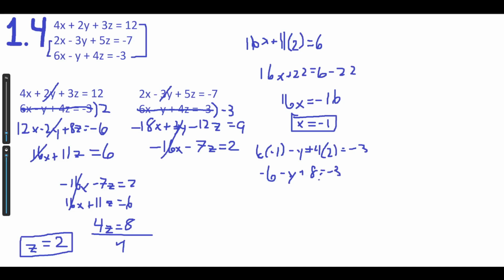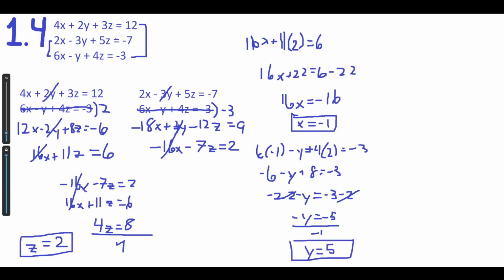Combining our like terms on the left side, we get negative 6 plus 8, which is 2 minus y equals negative 3. Now what we want to do is subtract 2 to cancel it out on the left side. And we get negative y equals negative 5. Now we divide by a negative 1, and we get y equals 5.